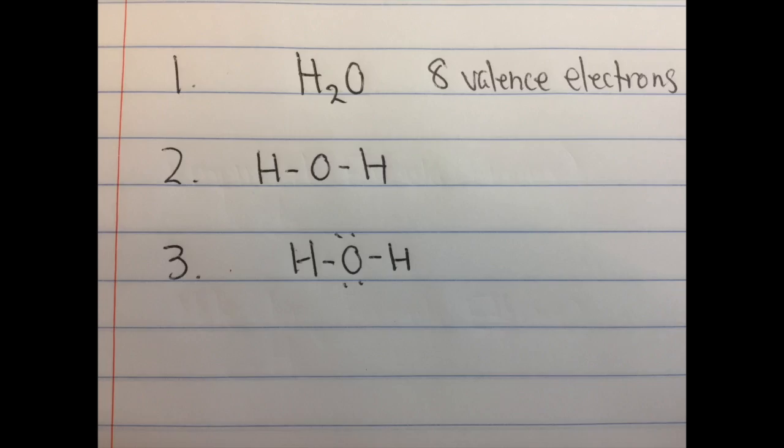To do Lewis dot structures, Step 1. Determine the total number of valence electrons. Step 2. Write the skeleton structure of the molecule. Step 3. Use 2 valence electrons to form each bond in the skeleton structure. Step 4. Try to satisfy the octets of the atoms by distributing the remaining valence electrons as non-bonding electrons. Step 5. If needed, make double or triple bonds to satisfy octet.